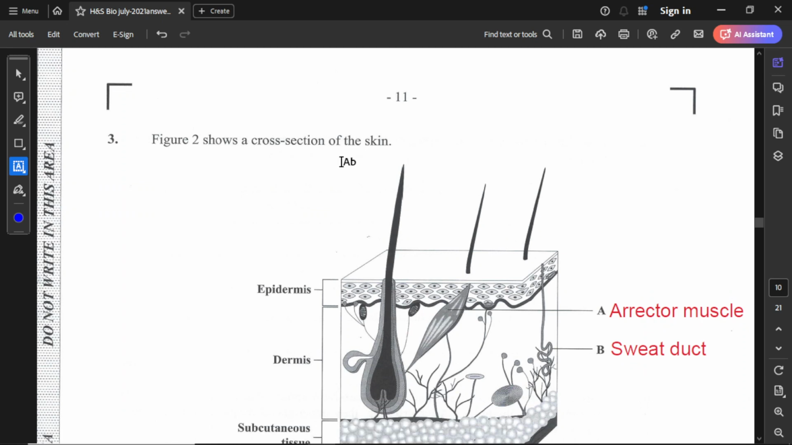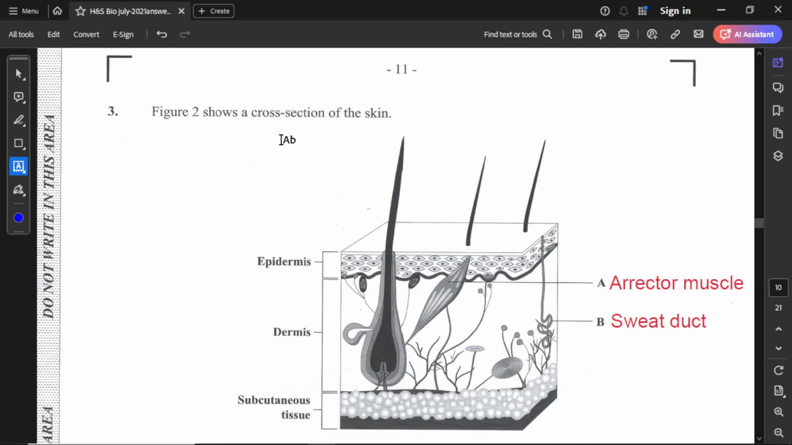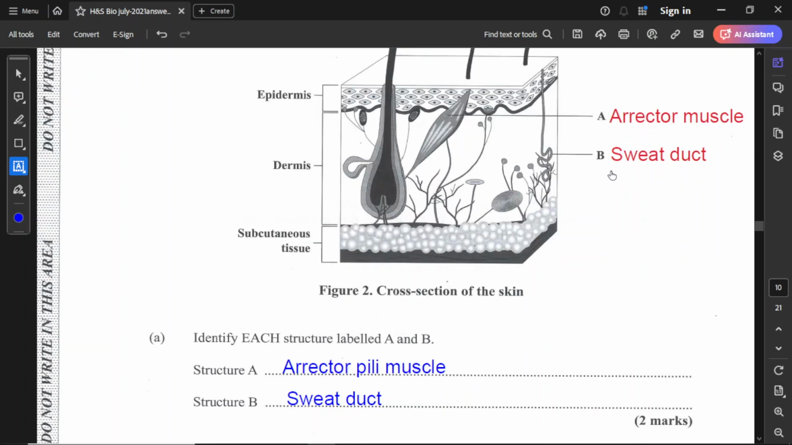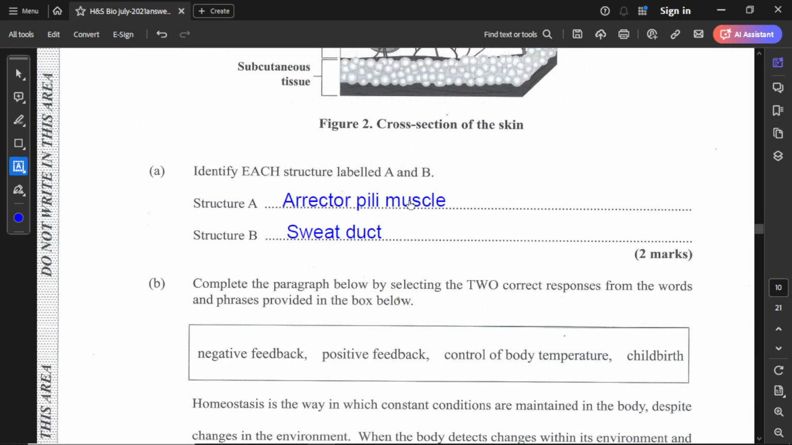All right. Now for part question 3, Figure 2 shows a cross section of the skin, and we have the epidermis, the dermis, and the subcutaneous tissue, which is the fat layer. We have structure A and B, where structure A is the erector muscle and B is the sweat duct. On top we have a sweat pore, and you can also notice the nerves within the skin as well. Just to mention that.